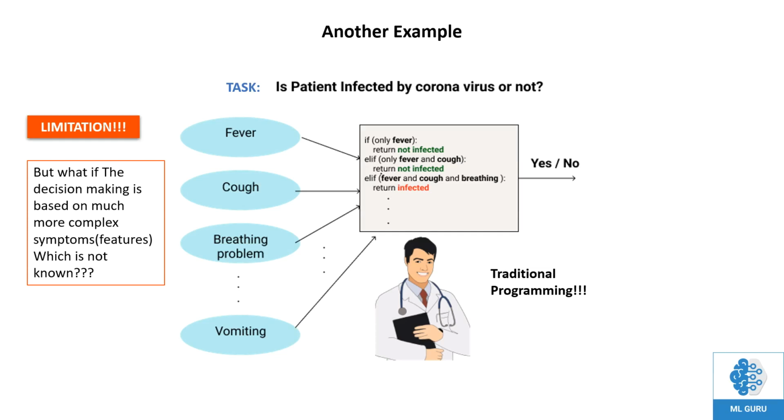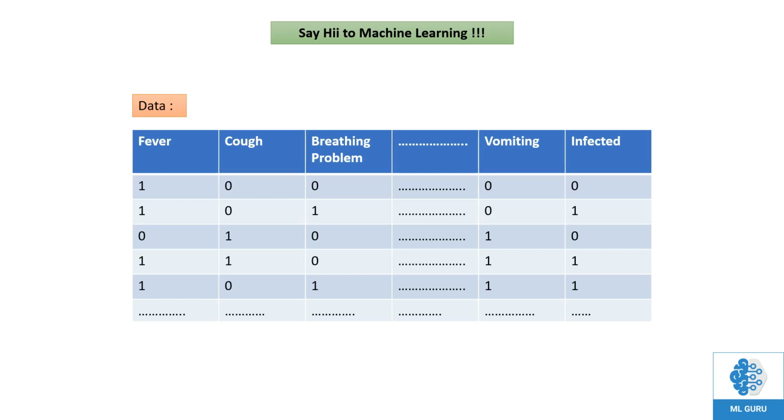Now let's see what the machine learning approach to solve this problem is. Before giving this data to our machine learning model, we must first pre-process it to a specific format. Our machine learning model understands only numeric data, so we must convert our data into numeric form. For that I have converted our data into this tabular format. This table contains some columns and some rows. Each feature is denoted as a single column in this table, and each row denotes a single patient.